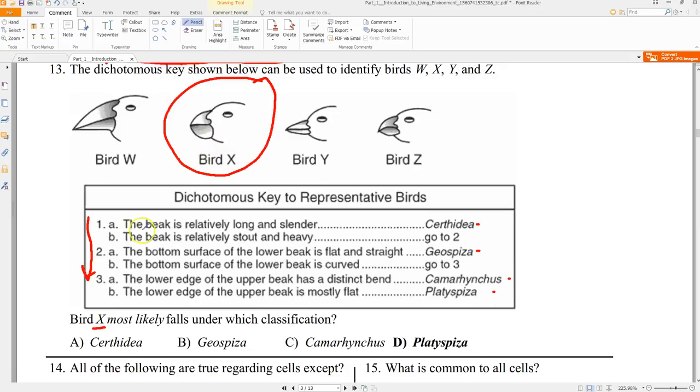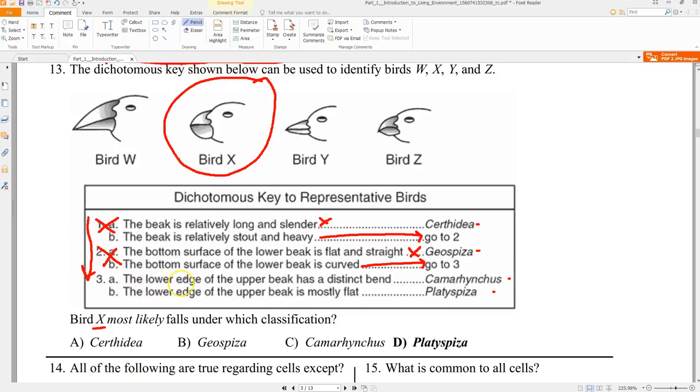Okay, so let's see. The beak is relatively long and slender. Nope. The beak is relatively stout and heavy. Yes. So we're going to see the directions. Go to 2. So we're done with 1. Now to 2. The bottom surface of the lower beak is flat and straight. Nope. Flat and straight would be something like this. The bottom surface of the lower beak is curved. Yep, it's curved. So now it says go to 3.